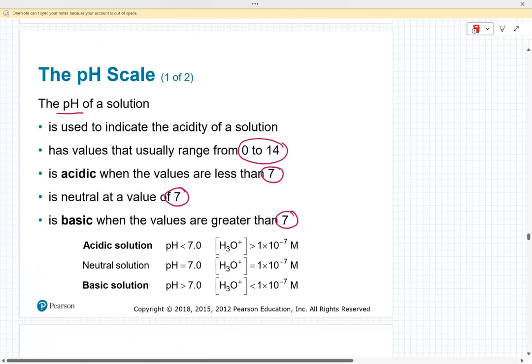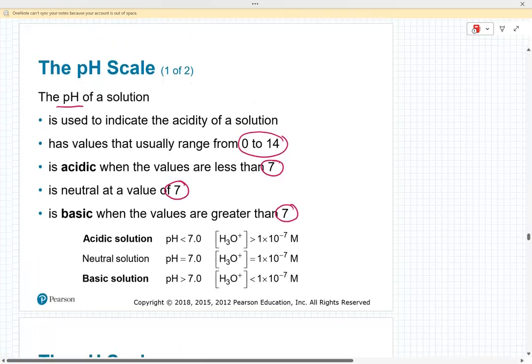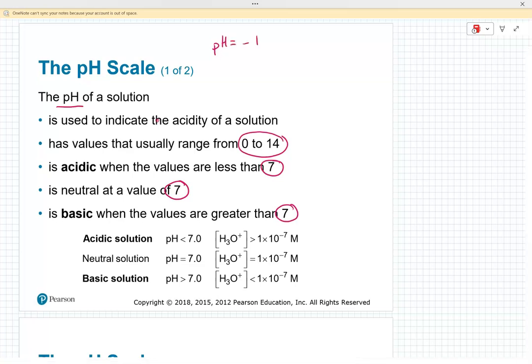And I want to remind you what the pH scale is. Remember, right? pH is the negative logarithm of the concentration of hydrogen ions. pOH is the negative logarithm of the concentration of hydroxide anions. And the third equation that you need to remember: pH plus pOH equals 14.